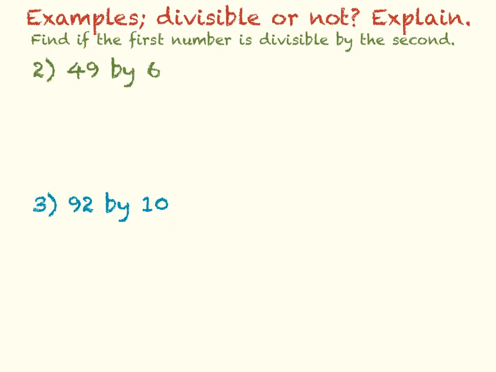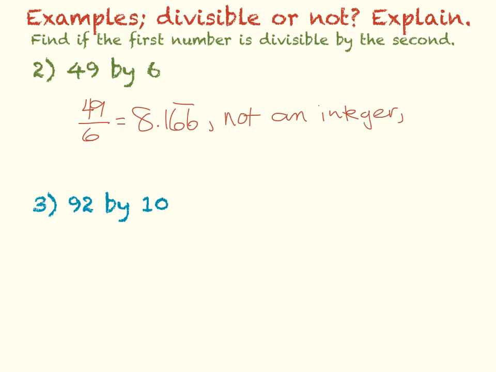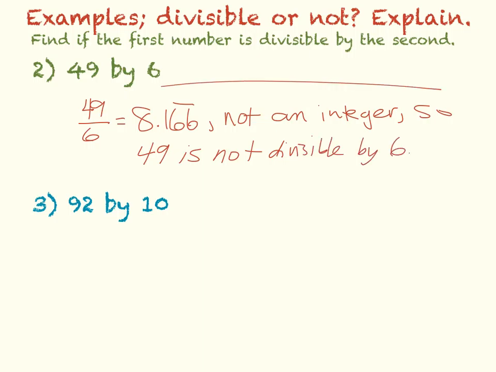For this next one, we have 49 and 6. So we're going to try to divide 49 divided by 6. Now when we do that, we get 8.166, and it's going to repeat. Okay, so it is not an integer. So 49 is not divisible by 6. And that's your final answer. Because it's not an integer, it's not divisible by 6.